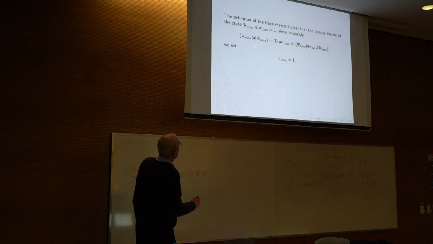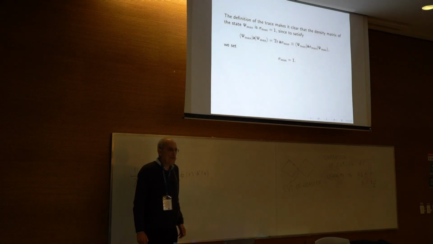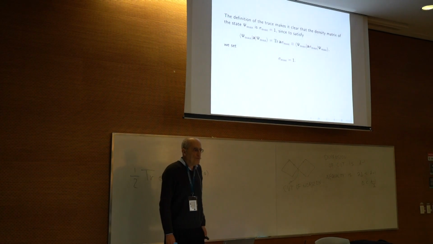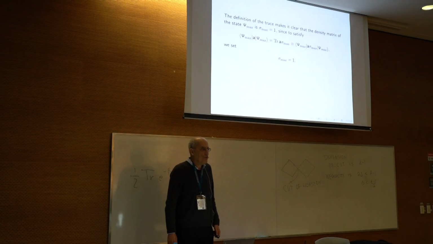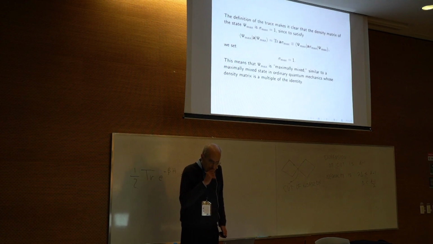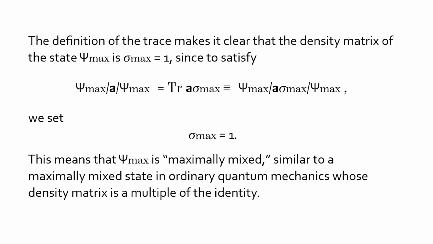Okay. The property that the density matrix of the state psi max would have is that for any operator A in the algebra, the expectation value of A in the state psi max should be the trace of A times sigma max. But the trace of A times sigma max is, by definition, the expectation value in the state psi max of A times sigma max. So the property we want is that this should equal this. And the operator that satisfies it is obviously that sigma max should be the identity. So the density matrix of sigma max is 1, somewhat analogous to a maximally mixed state in quantum mechanics, whose density matrix is usually a multiple of 1. Here we actually have 1 with the way we've normalized the trace. So, as we'll see in more detail, psi max is maximally mixed, like a maximally mixed state in ordinary quantum mechanics.